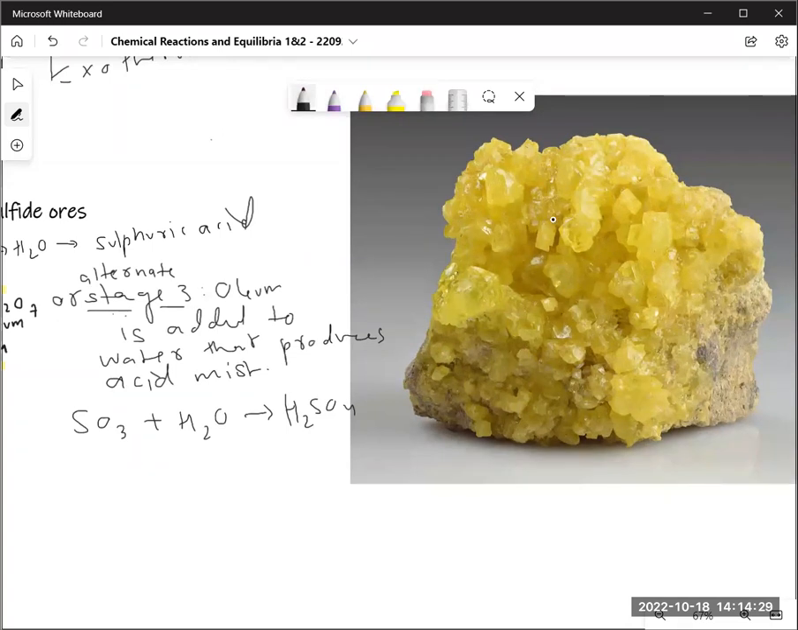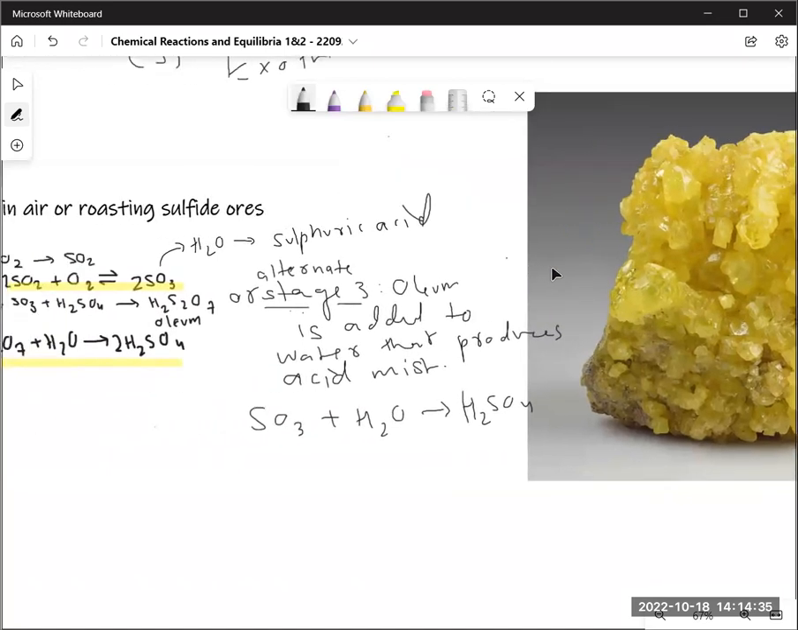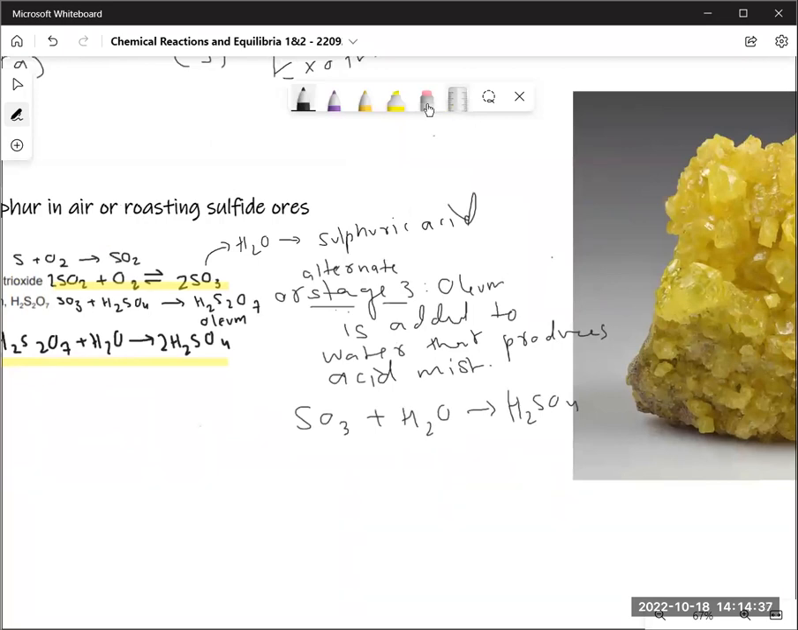Why would people go through stage 3, converting it into oleum unnecessarily, when they can just put sulfur trioxide in water? That's the big question. They'll ask you this in the exam. Those questions are usually 2 or 3 marks. Now, have you written this in your notebook?